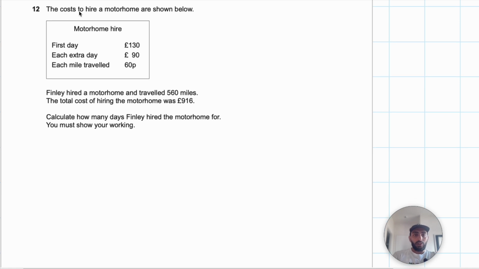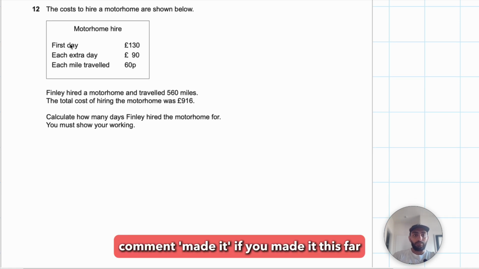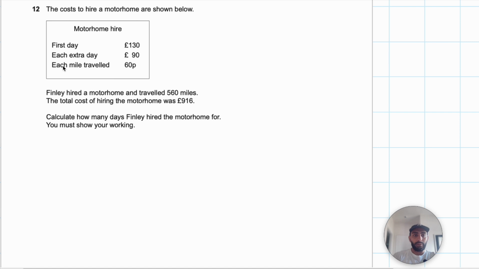Question 12. The cost to hire a motorhome are shown below. The first day cost me £130, each extra day is £90 and each mile travelled is 60p. Finley hired a motorhome and travelled 560 miles. The total cost of hiring the motorhome was £916. Calculate how many days Finley hired the motorhome for. Show your working. Let's just create an equation for what's going on here.